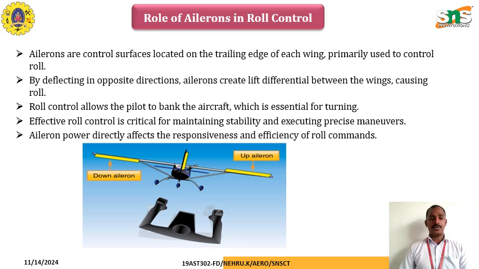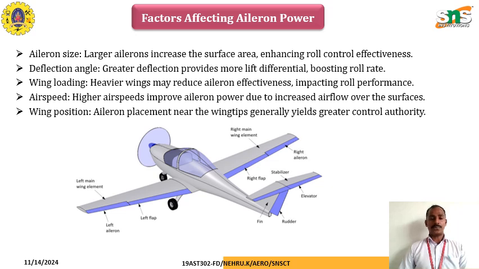Next, effective roll control is critical for maintaining stability and executing precise maneuvers. And aileron power directly affects the responsiveness and the efficiency of the rolling command. So in this figure, we can see the deflection of upward aileron and downward aileron, which causes the aircraft to roll in a clockwise direction.